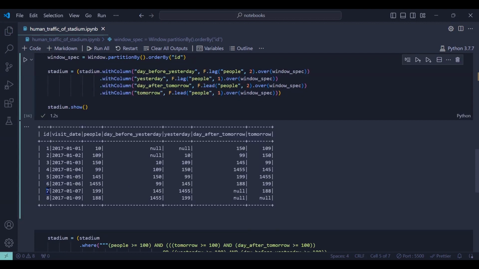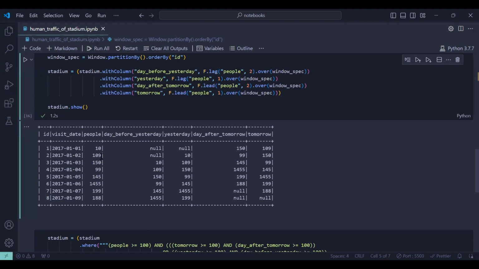Again, if you come to 7, we have day before yesterday and yesterday values. But day after tomorrow is null for 7. Tomorrow is 8, but day after tomorrow is null for 7. If we look date wise, it's correct that day after tomorrow is the 9th for 7, but we have to consider the ID, because the problem says we have to check consecutive IDs, not consecutive dates. If the problem had said dates, this record would not have qualified because it is not consecutive. But the problem says consecutive on IDs.